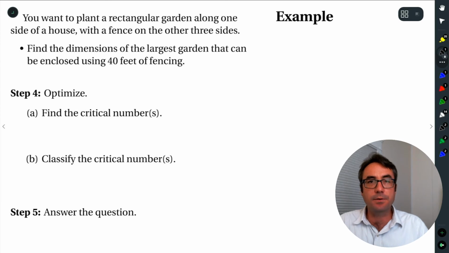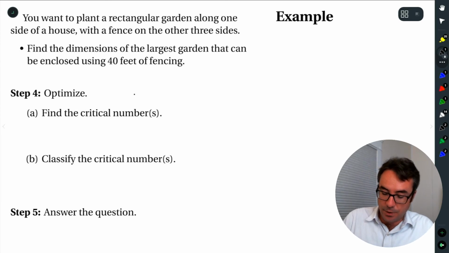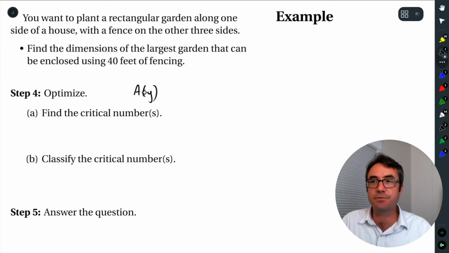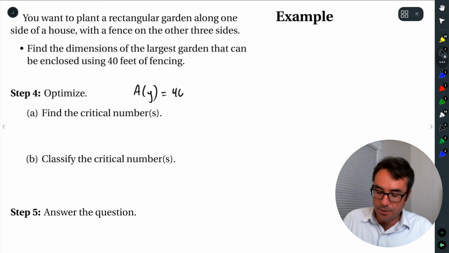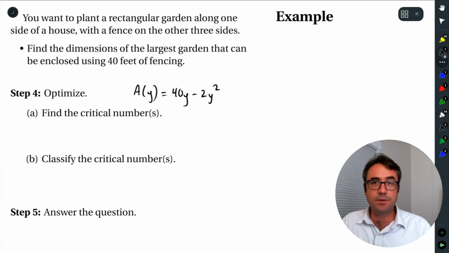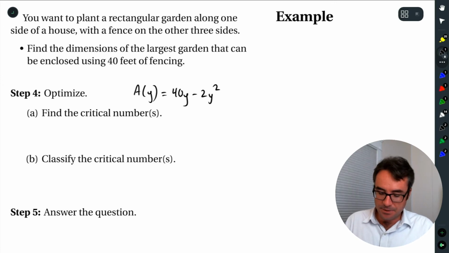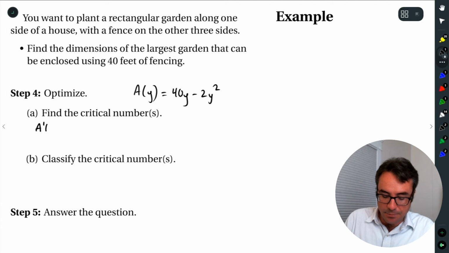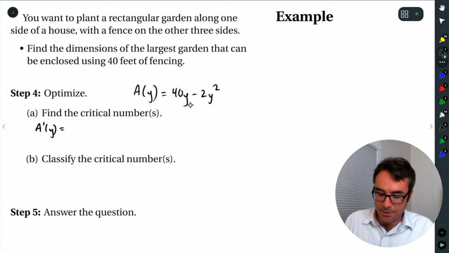So that's step 4. Let's optimize this function. We know how to do it. So our function, we'll call it the A function, A of y, the area function. And what was it? It was 40y minus 2y squared. And how do we optimize a function? Well, find the critical numbers and then classify the critical numbers, test them. So let's start. Critical numbers means we need to calculate the derivative. So we're going to calculate A prime. And when we do that, we get 40 minus 4y.